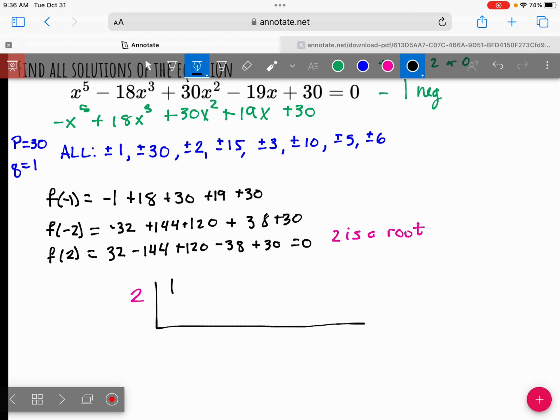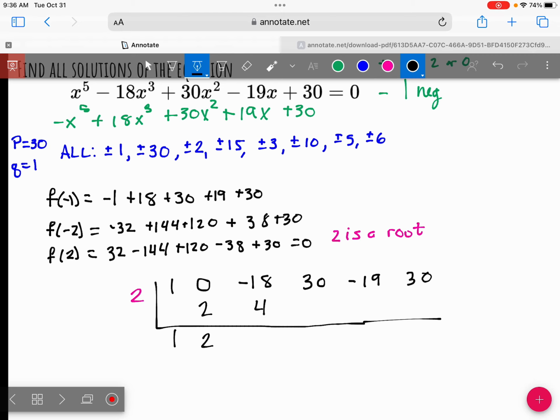1, 0. Good, we noticed that. There's no x to the 4th. Minus 18, positive 30, negative 19, positive 30. So 1 drops. 1 times 2 is 2. Add them down.